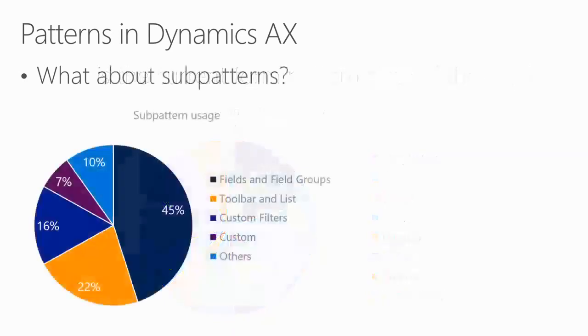I'm going to skip that. What about the subpattern side? This is a chart showing the top subpatterns that are used in the system. Field and field groups is used in a little less than half of the subpatterns that are used in the system. And this is the important one.